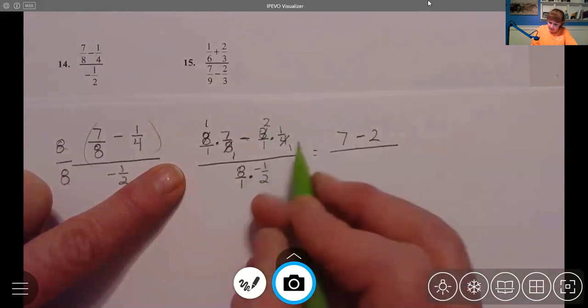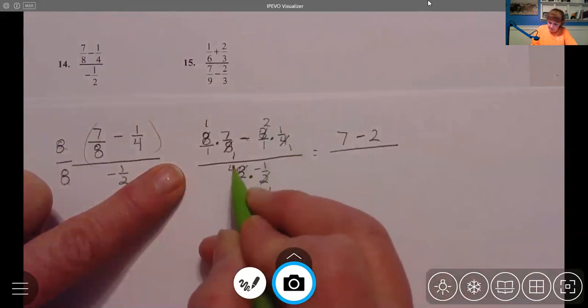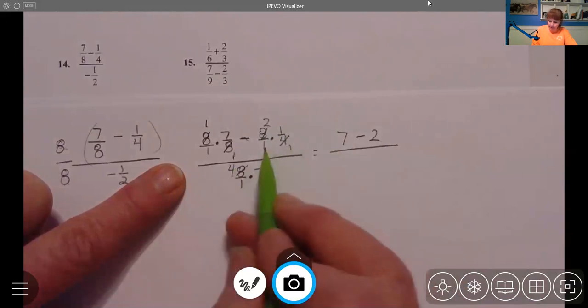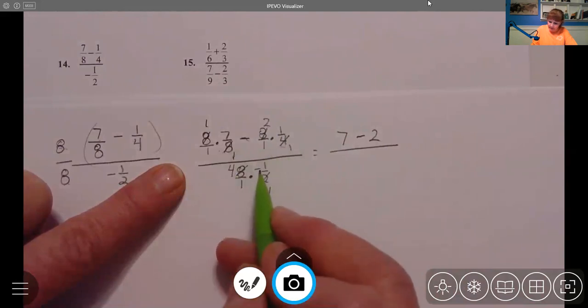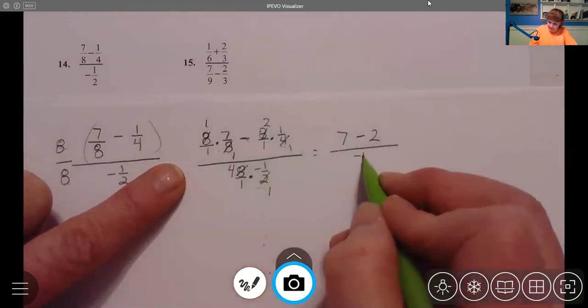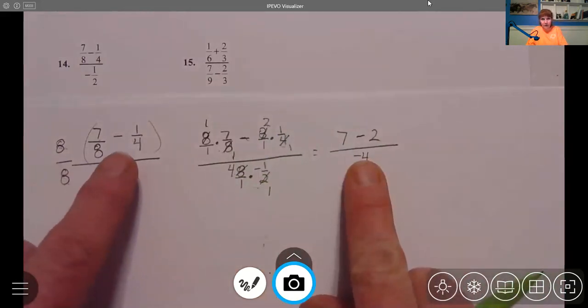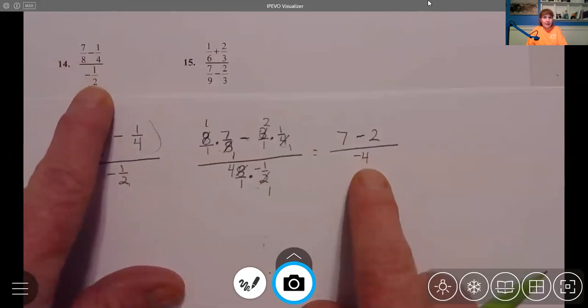8 times a negative 1/2. 2 goes into here once, 2 goes into here 4. Okay. You should always end up with a 1 in the denominator, these little denominators here. 4 times a negative 1 is a negative 4. So this one is a little bit easier to solve than our original. Okay, but it'll have the same answer. We just eliminated the fractions here.